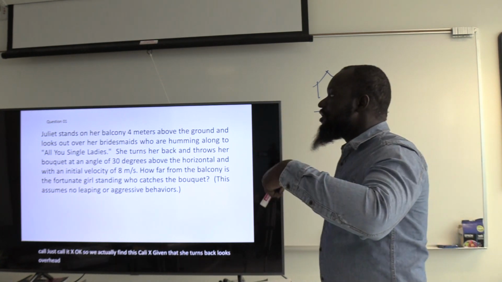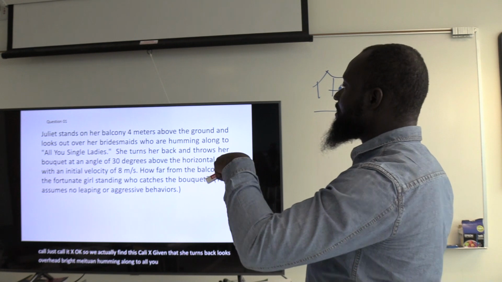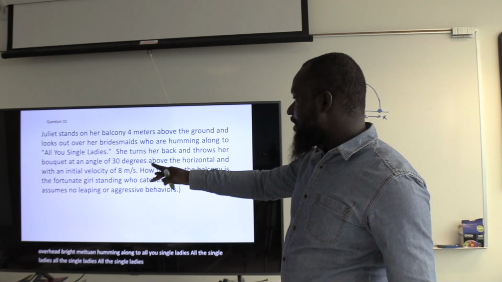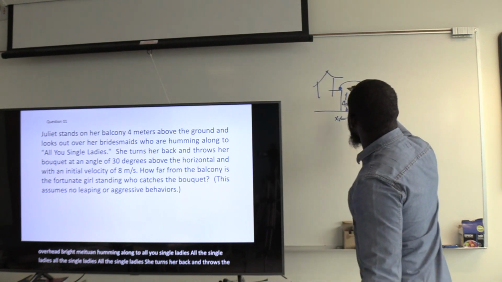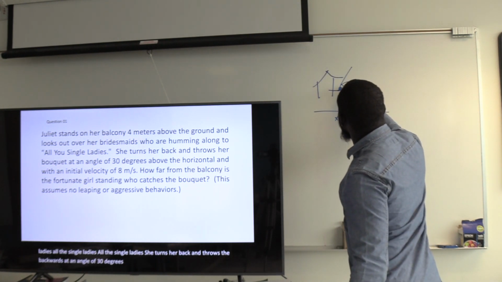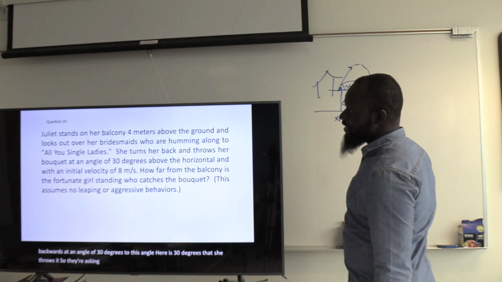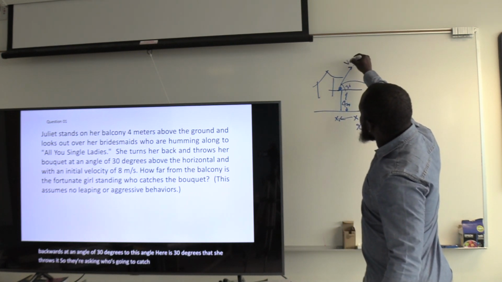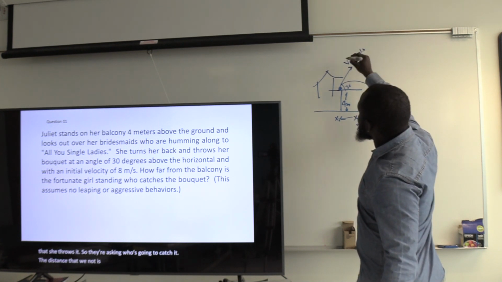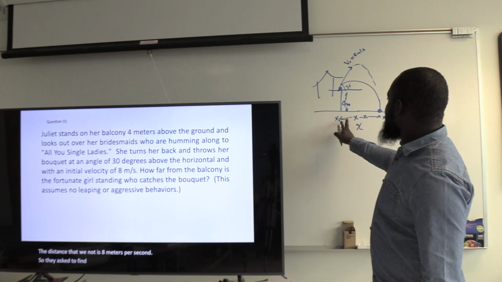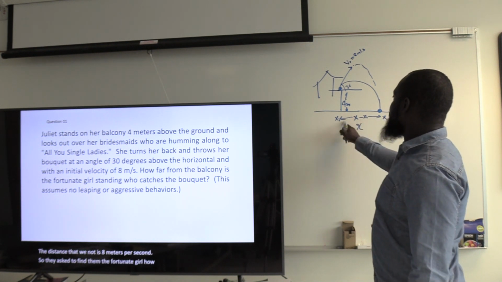bridesmaids who are humming along to all the single ladies. She turns her back and throws the bouquet at an angle of 30 degrees. So this angle here is 30 degrees that she throws it. So they're asking who's going to catch it. Is that okay? So the v naught is 8 meters per second. So they're asked to find the fortunate girl, how far is she standing from the building that will catch it.